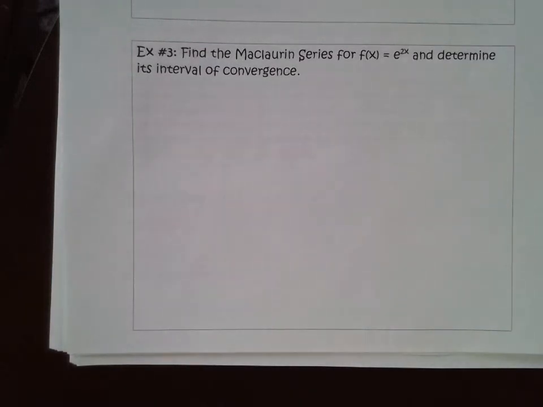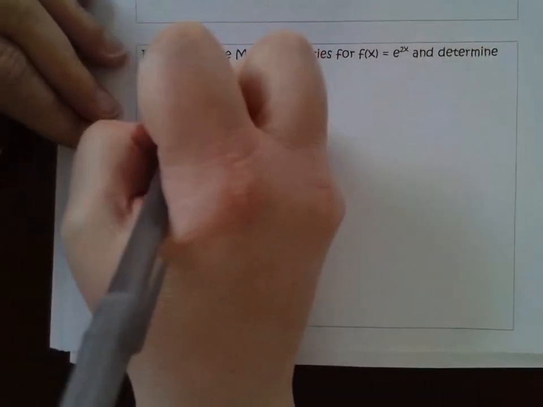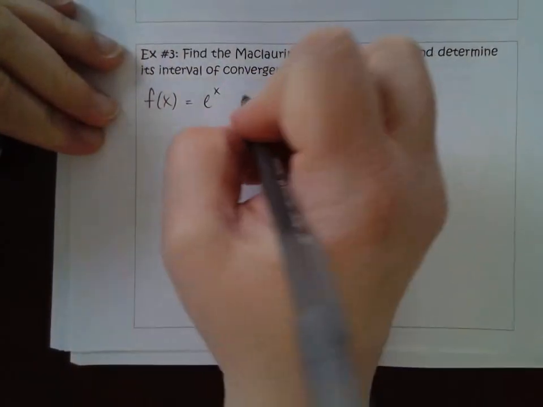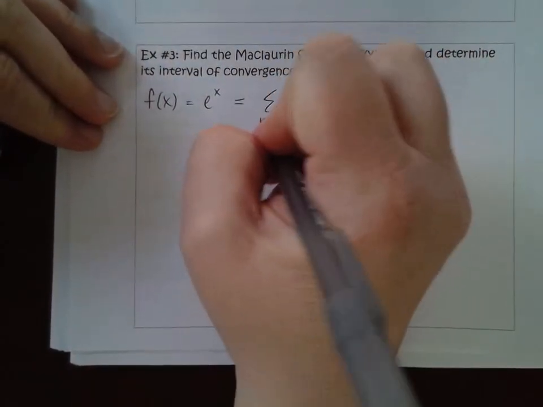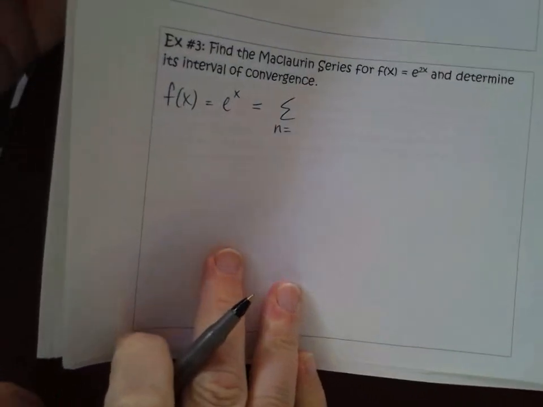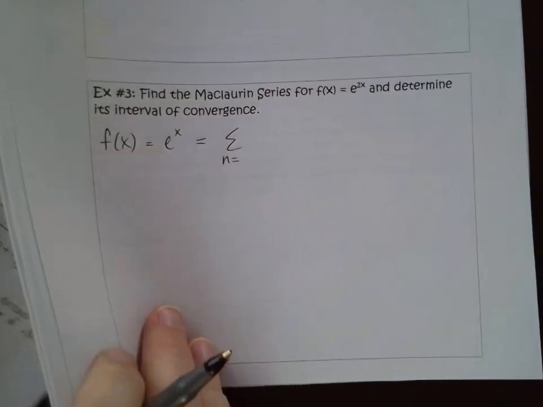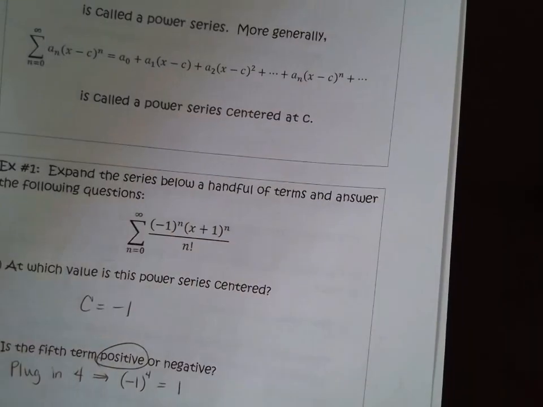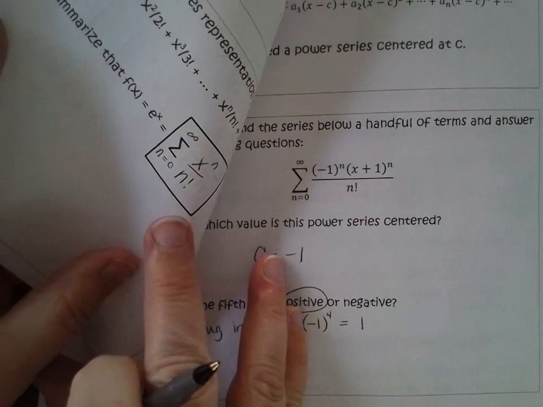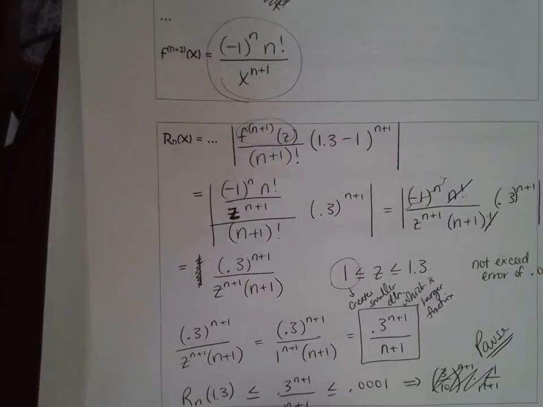Find the Maclaurin series for e to the 2x and determine the interval of convergence. All right, e to the x should look familiar. E to the x was the series, and I'm going to go back and look at my notes just like I would expect you to do as well. Besides, you get to use your notes during the test anyway. There it is, e to the x, x to the n over n factorial.